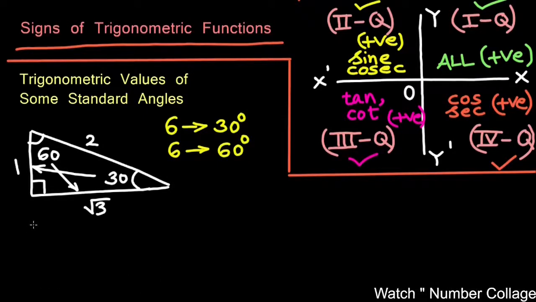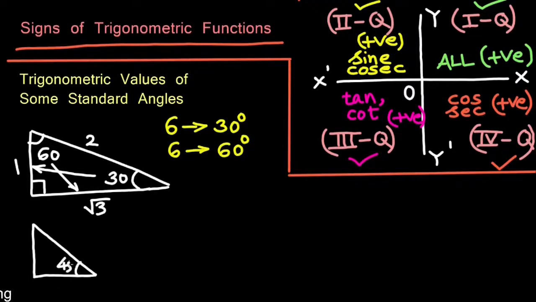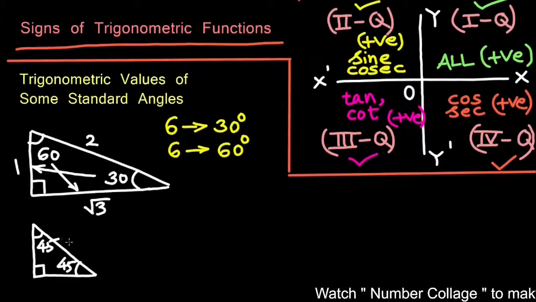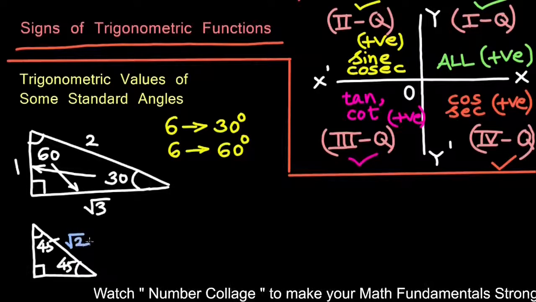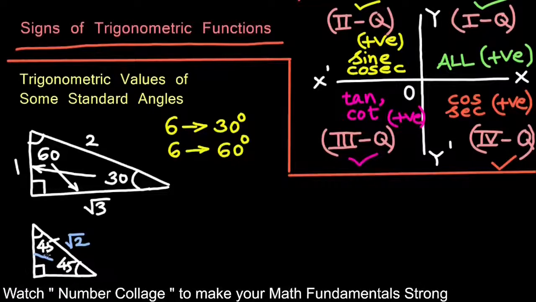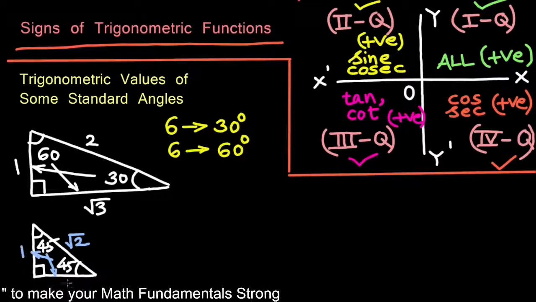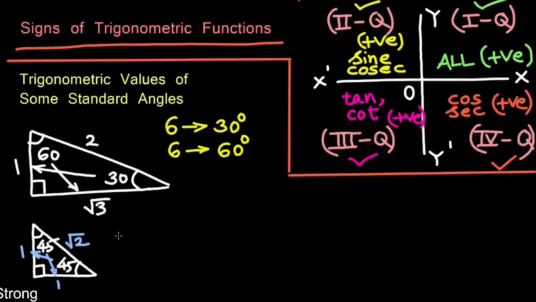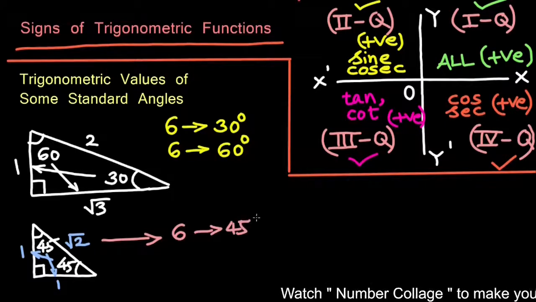Next, we will draw another right triangle, which is a 45, 45, 90 right triangle. We will assign a value of root 2 to its hypotenuse and to the side opposite to 45 degrees, a value 1 each. Now, this triangle alone can give you 6 trigonometric values of angle 45 degrees.